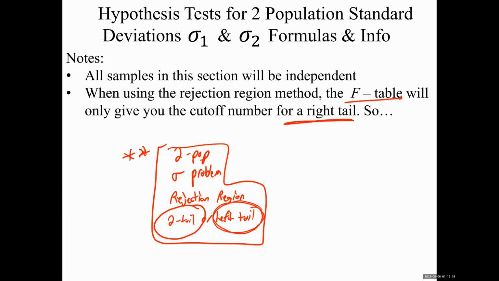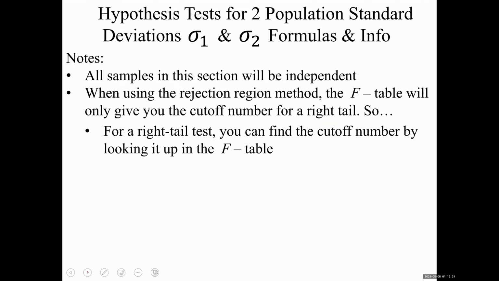So let's read what it says here. When using the rejection region method, the F table will only give you the cutoff number for the right tail. So if it's a right tail test, you can look up the number and you're done. But what if it's a left tail test? So if you're looking up a number in the left tail, what do you do? Okay, it's a little weird. I'm just going to tell you the procedure, and then you just have to memorize it for if it shows up on the exam. Basically, you have to do 3 things to look up the number.